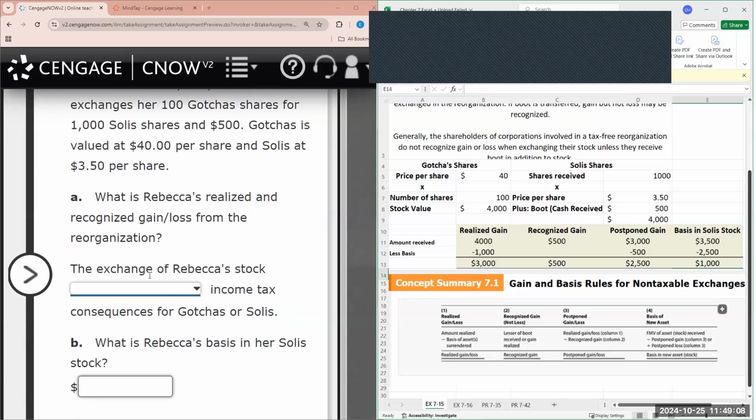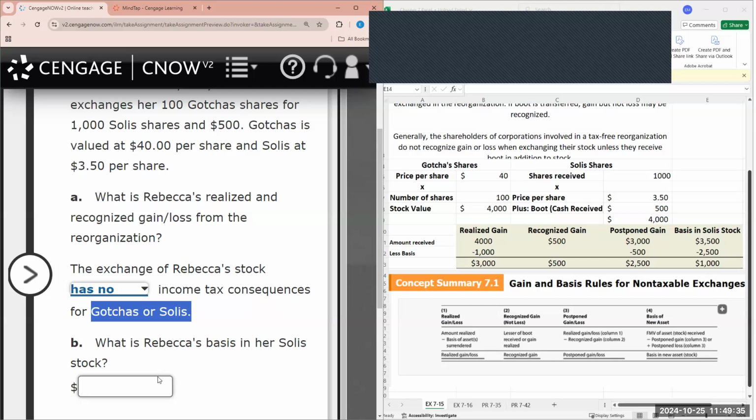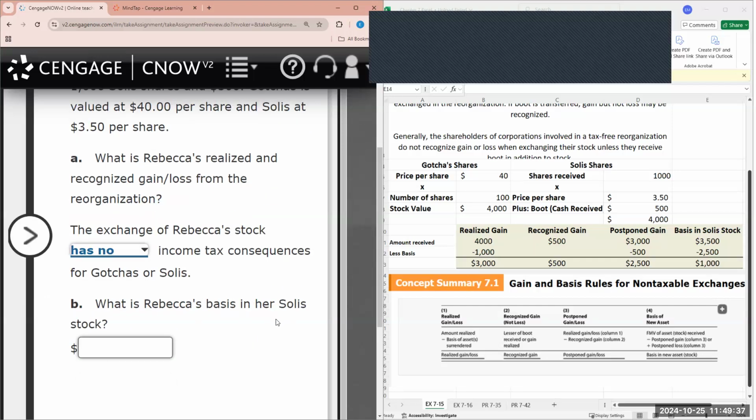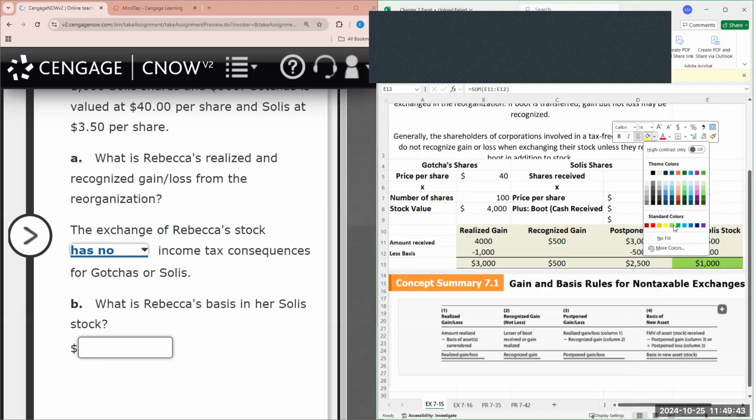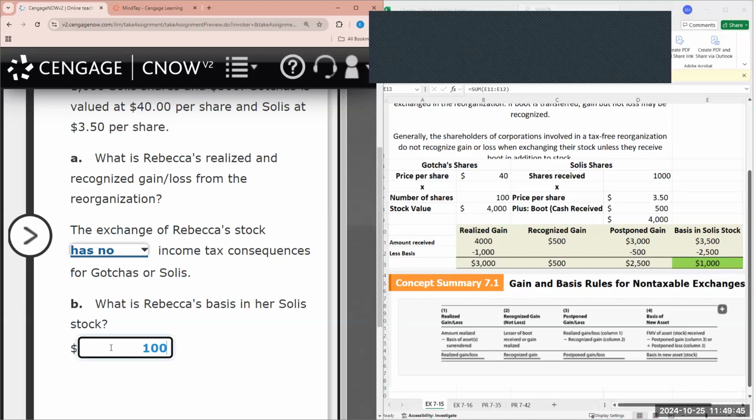All right. So based on this information, the exchange of Rebecca's stock has no income tax consequences to Gotchas or Solis, right? Because again, we know generally the shareholders of corporations do not recognize gain or loss unless boot is received. So Rebecca has to account for the gain, the lesser of the boot or gain realized, so that's $500, but it's asking for Gotchas or Solis, which are the corporations. And it's asking, what is Rebecca's basis in her Solis stock? We calculated the information, and therefore the basis in the stock is going to be $1,000.